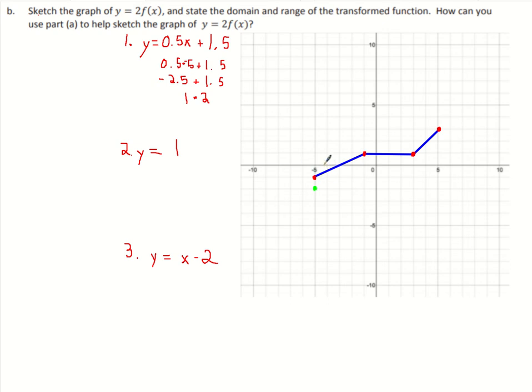If I were to do the same for negative 4, I'd get negative 1. If I were to do the same for negative 3, I'd get 0 again. For negative 2, I'd get 1. For negative 1, I'd get 2.